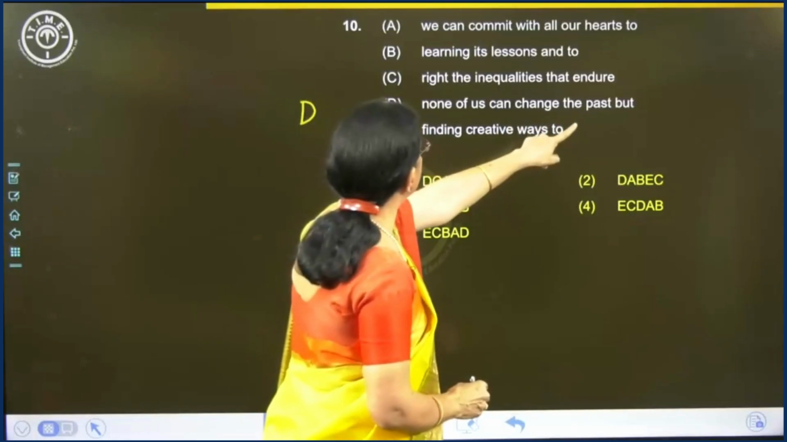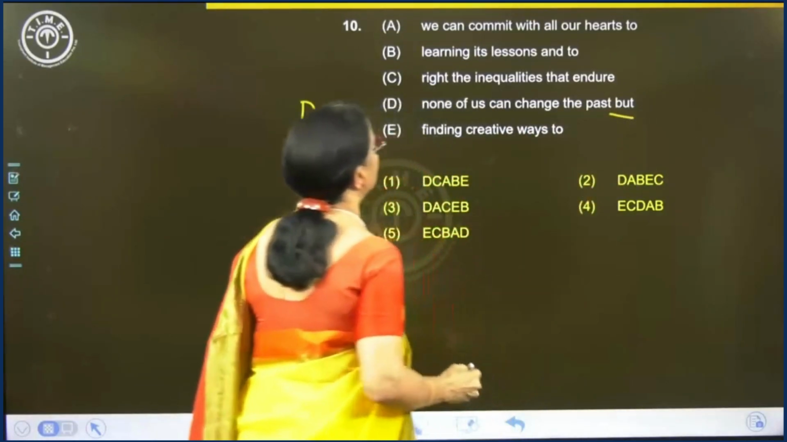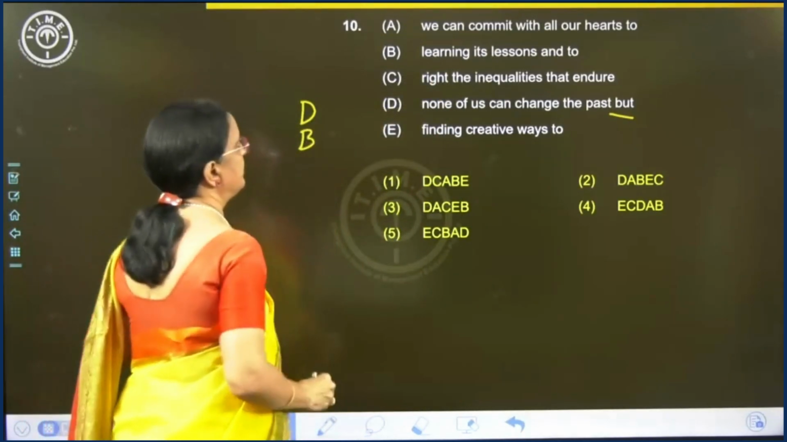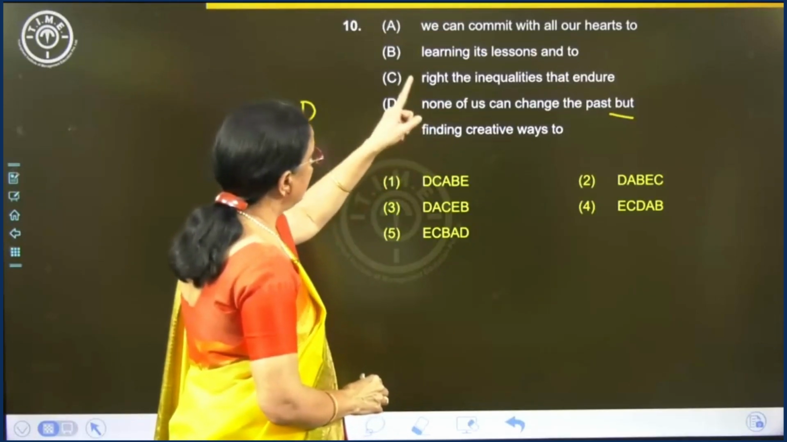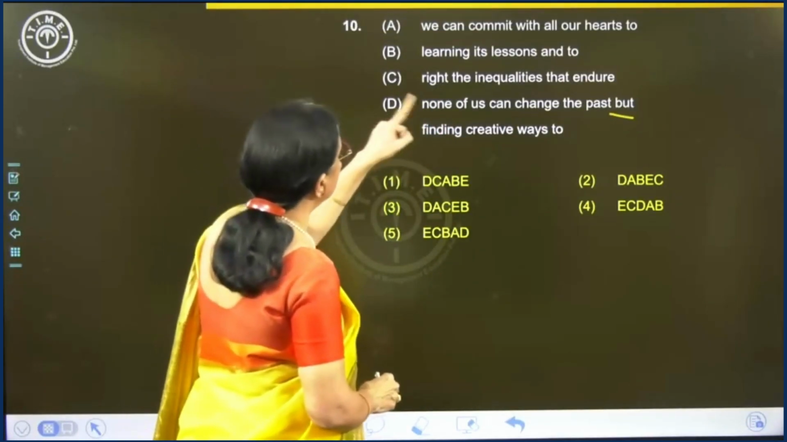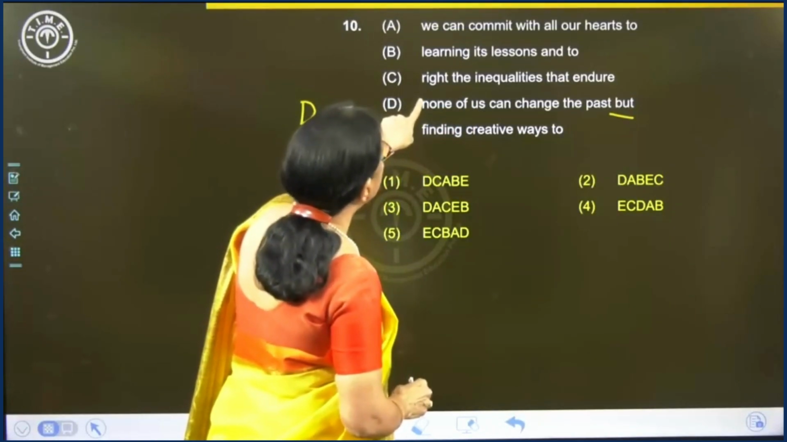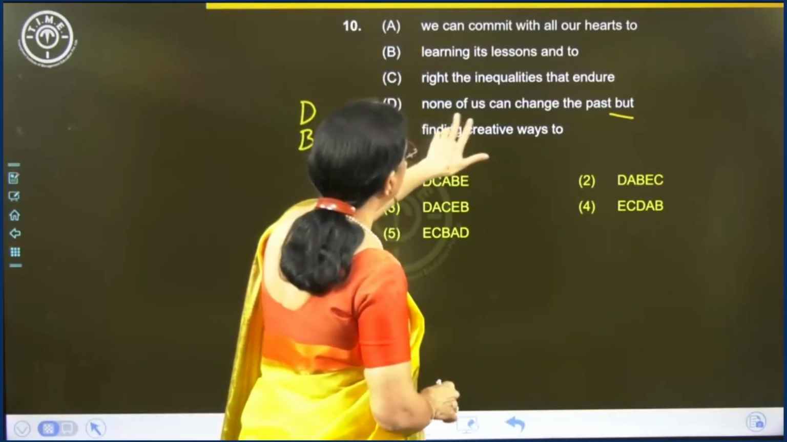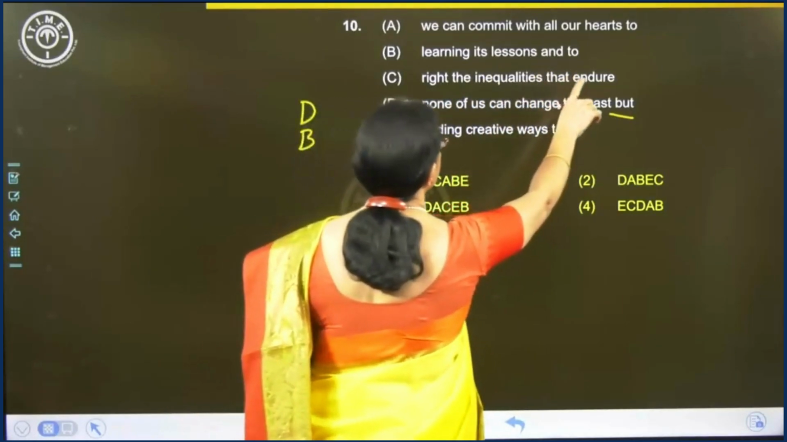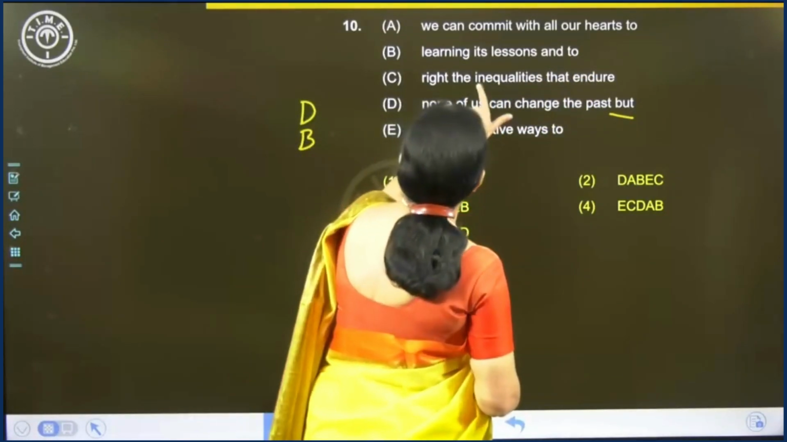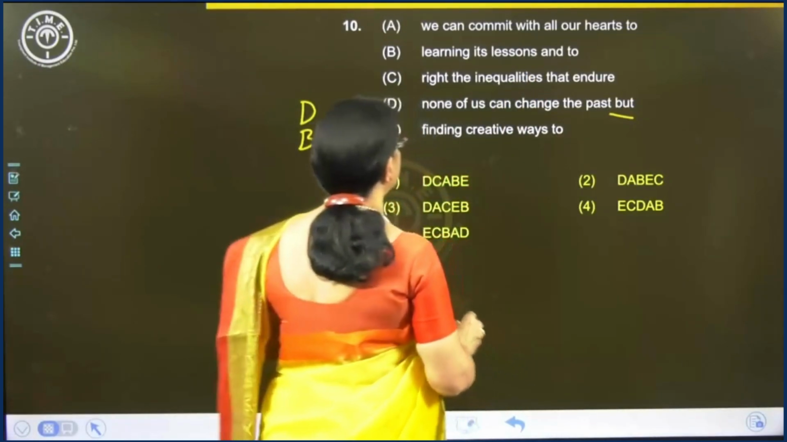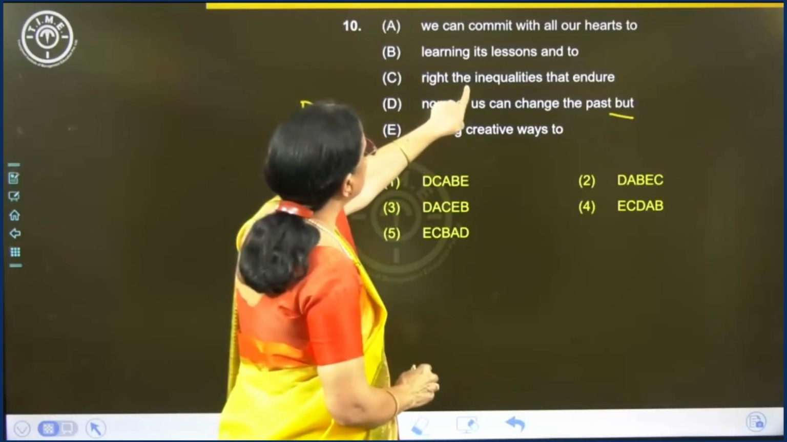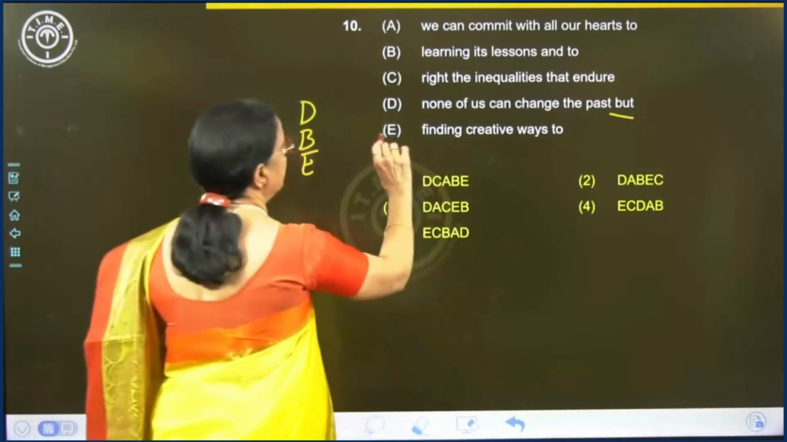None of us can change the past, but here is it. But is the clue. I'm looking for that. But learning its lessons makes sense. Learning its lessons and to right the inequalities that endure. It doesn't make sense. Carefully. None of us can change the past, but learning its lessons and to finding creative ways. Okay. E. And to finding creative ways to right the inequalities that endure. No, it doesn't make sense.